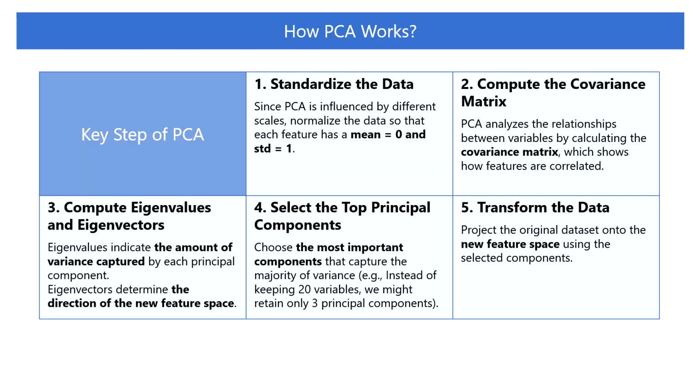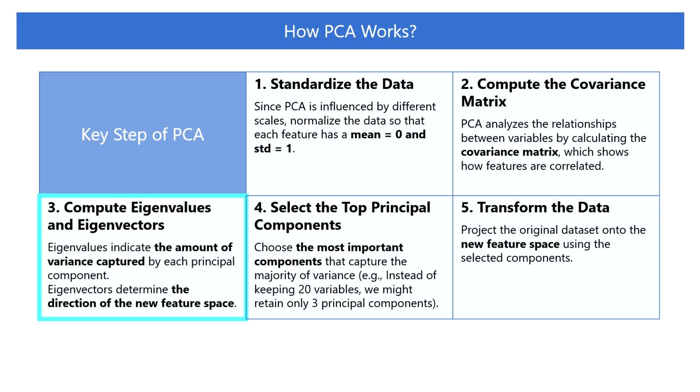We can perform PCA in the following 5 steps. First, standardize the data. Since PCA is influenced by different scales, we first normalize the data so that each feature has a mean of 0 and a standard deviation of 1. Second, compute the covariance matrix. PCA analyzes the relationship between variables by calculating the covariance matrix, which shows how features are correlated.